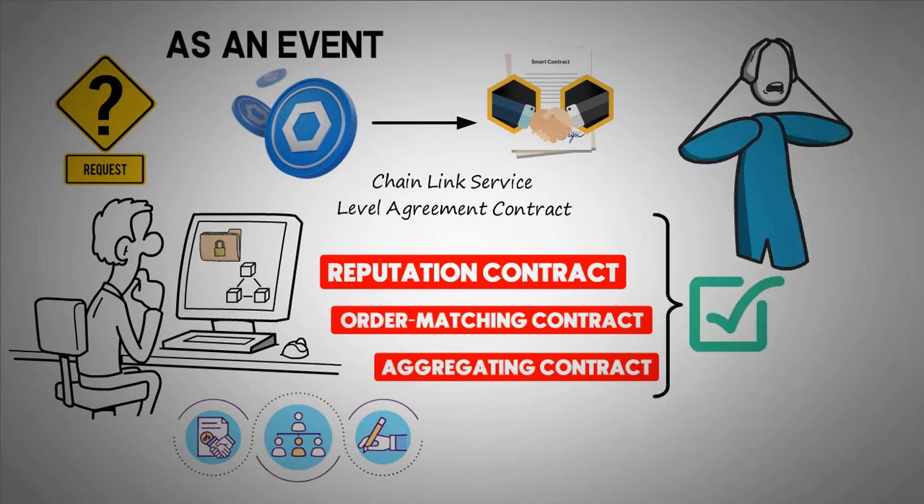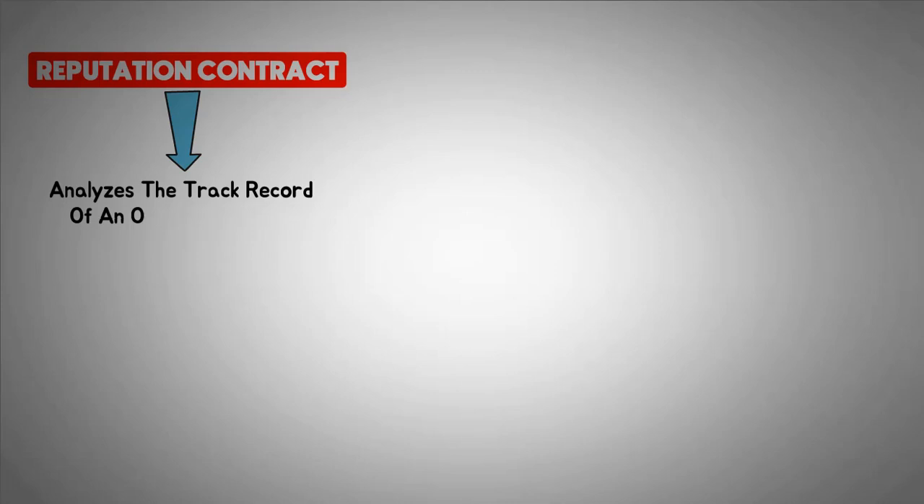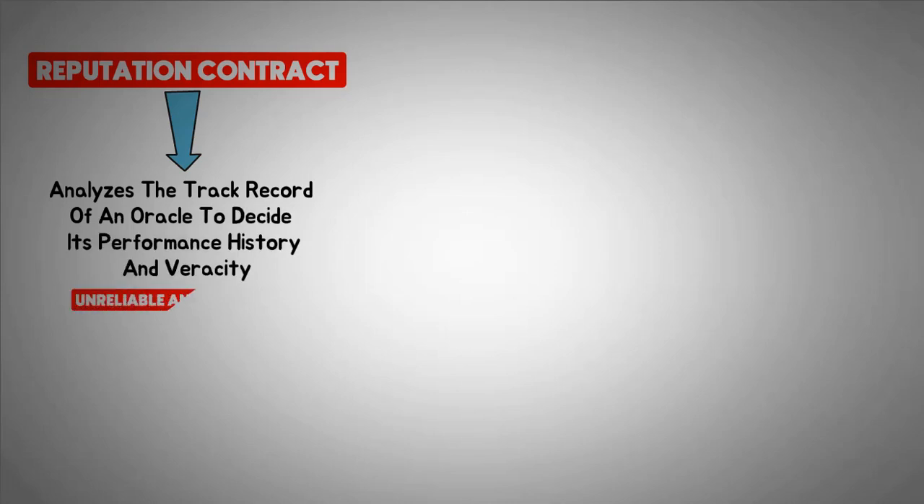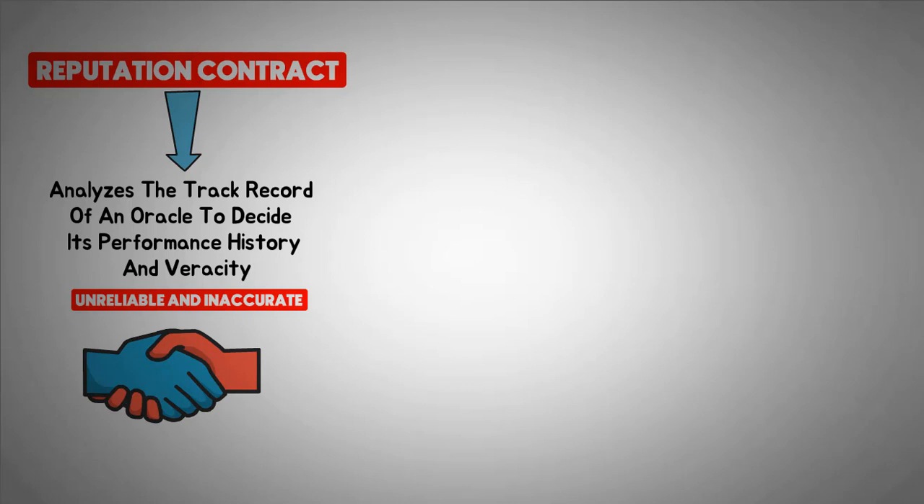So the reputation contract analyzes the track record of an oracle to decide its performance history and veracity. For every unreliable and inaccurate node that it finds, it takes it out. Simply put, this contract ensures it can trust the data source.